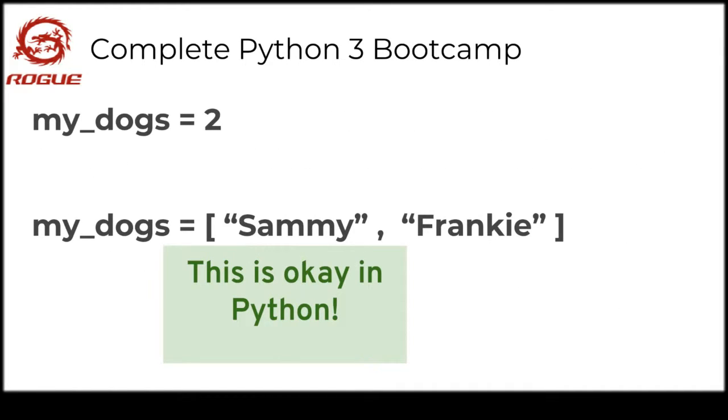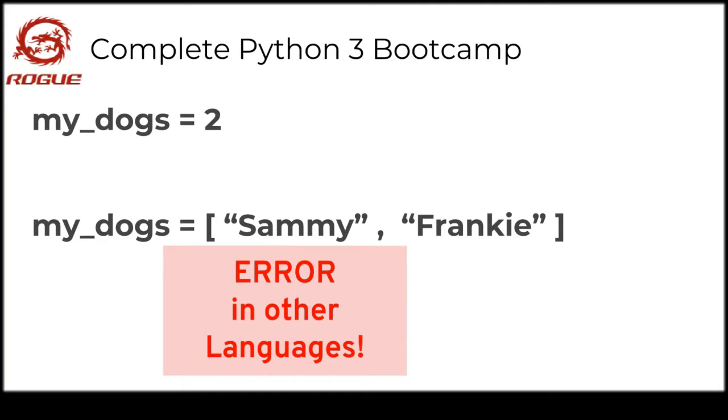In Python, something like this is totally okay. Here I've assigned my_dogs variable name equal to 2. And then later on in my code, I went ahead and reassigned the same variable name, my_dogs, to a completely different data type, a list, Sammy and Frankie. Now that's totally okay in Python, but in other languages that would produce an error. And that's because these other languages are statically typed.